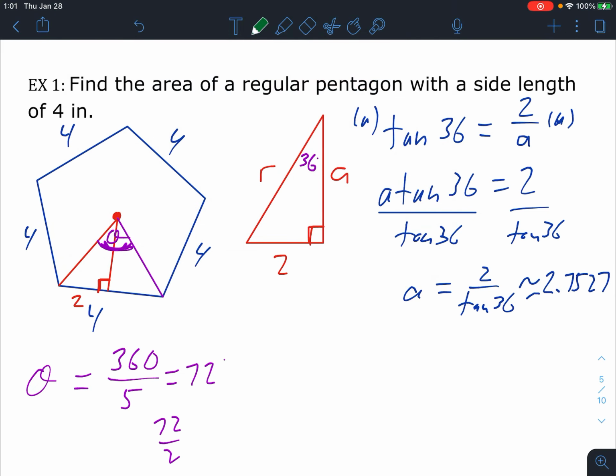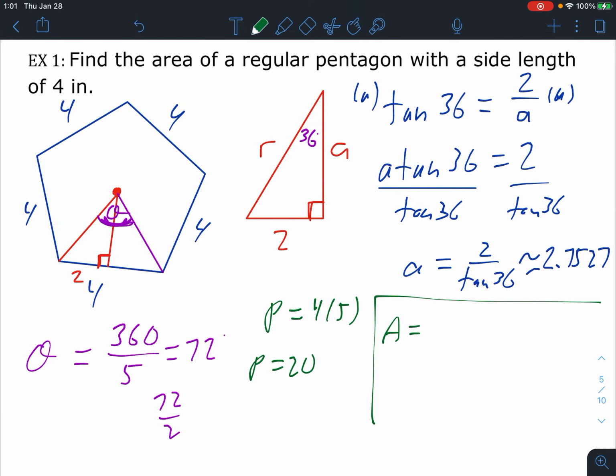Remember, our job is to find the apothem, which we just found, and the perimeter, which we don't have yet, but we can find that really easily. One side is 4, there's 5 sides, the perimeter is 20. Okay, now we have everything we need to answer this question.